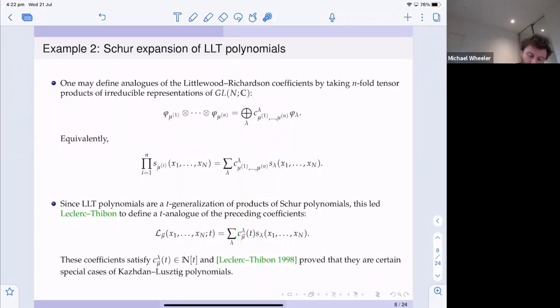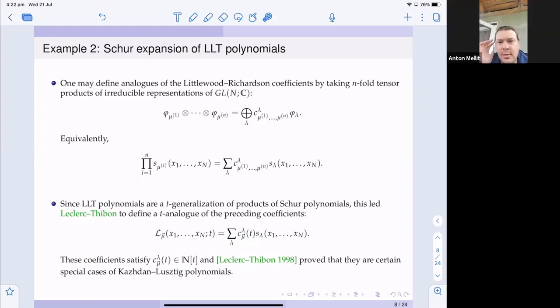These coefficients were studied in this paper from '98 by Leclerc and Thibon, and one of the things they showed is that they are certain types of Kazhdan-Lusztig polynomials. Another particularly important thing about these coefficients is that they are polynomial in t, and they have positive integer coefficients. So that suggests that there should be some sort of combinatorial understanding of these coefficients.